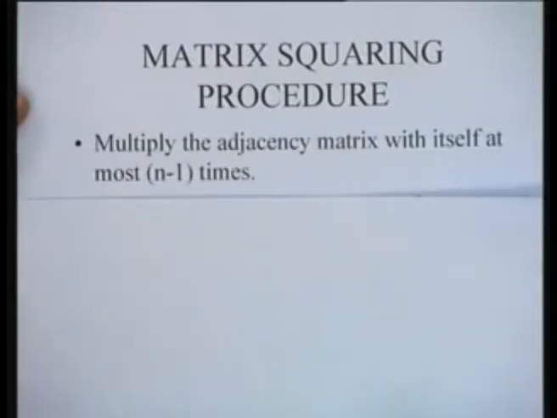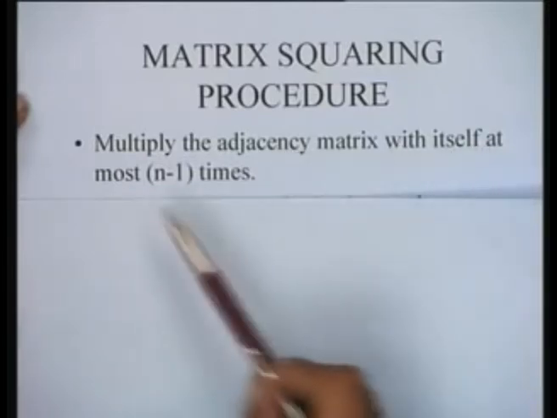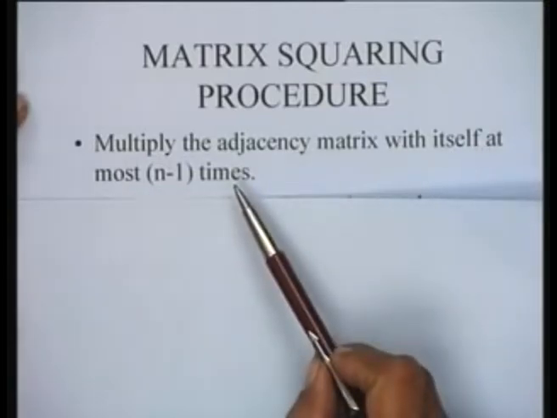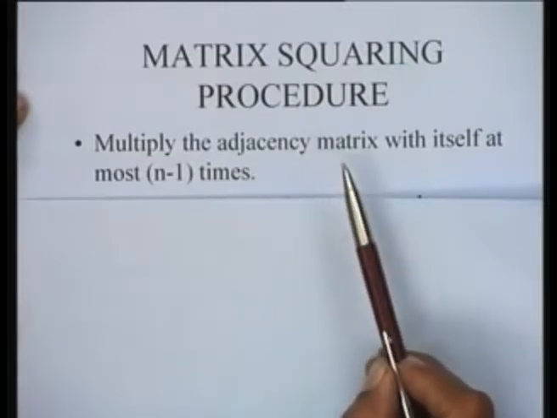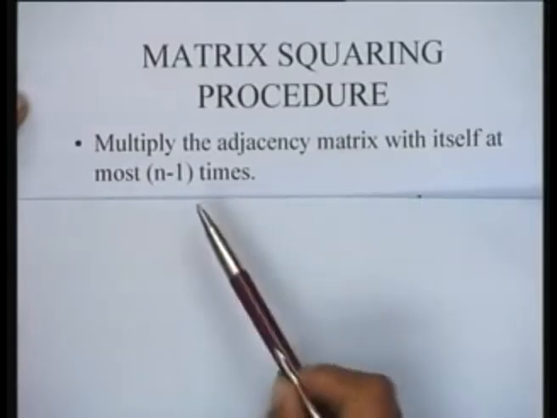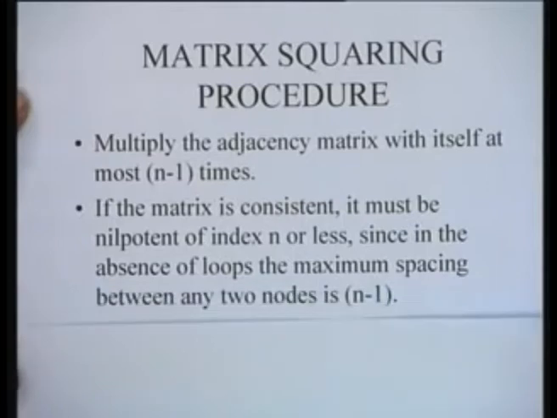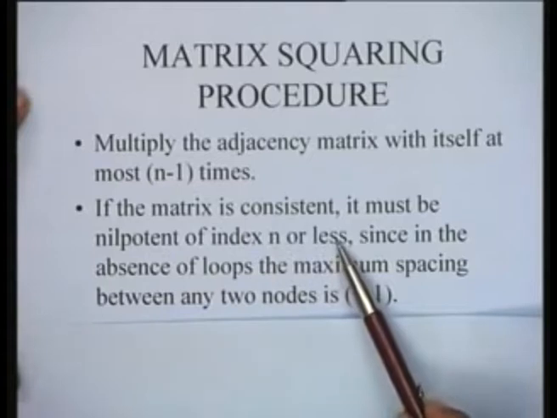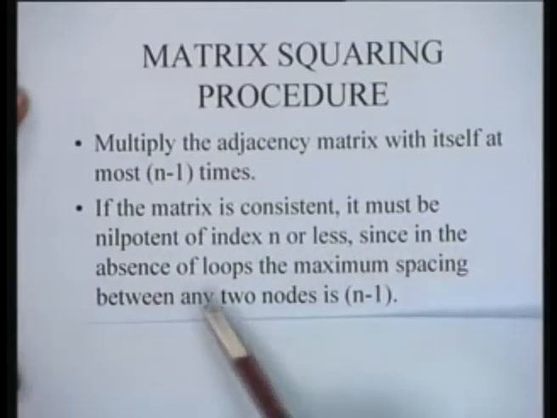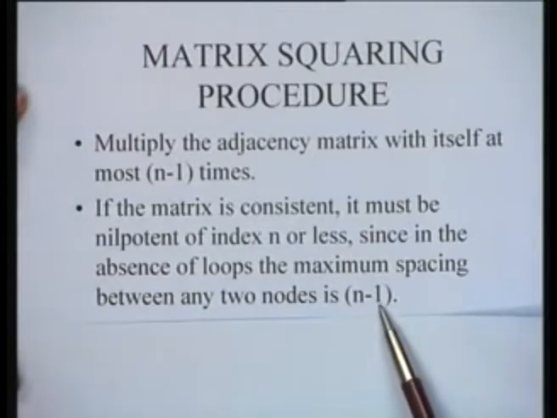The matrix squaring procedure works something like this. What it says is, multiply the adjacency matrix with itself at most n minus 1 times. So you multiply it once, you get M squared, you multiply it n minus 1 times, you get M to the power n minus 1 maximum. And what should happen is that if the matrix is consistent, it must be nilpotent of index n or less, since in the absence of loops, the maximum spacing between any two nodes is n minus 1.